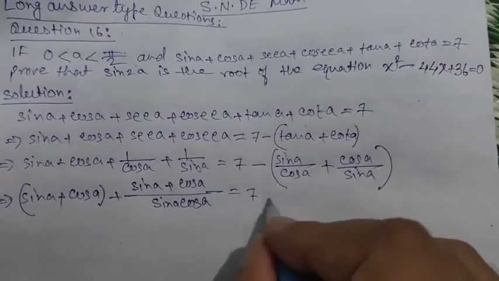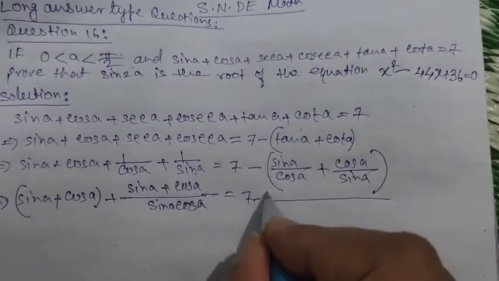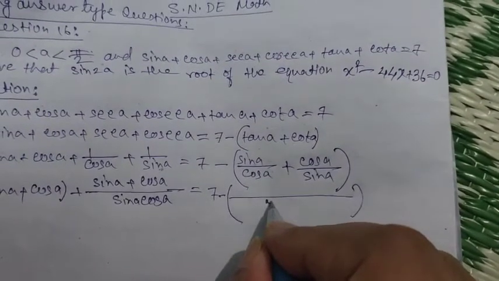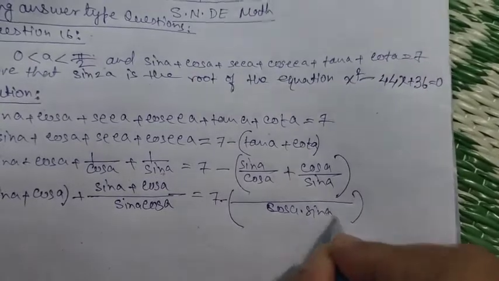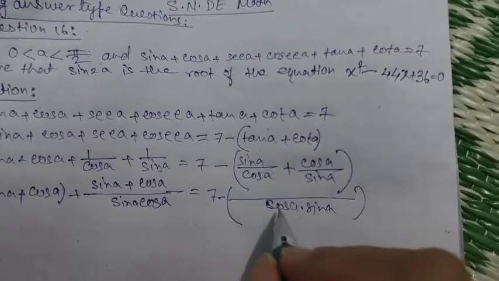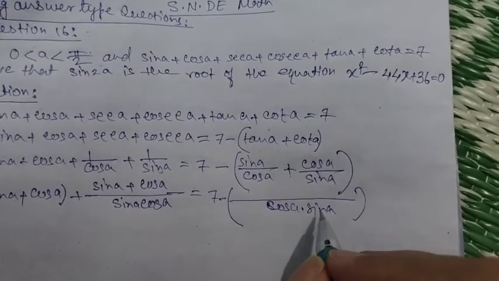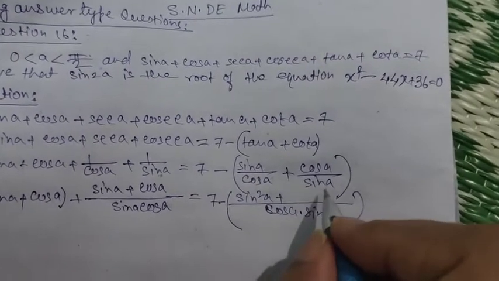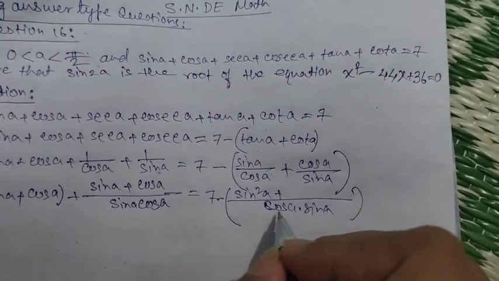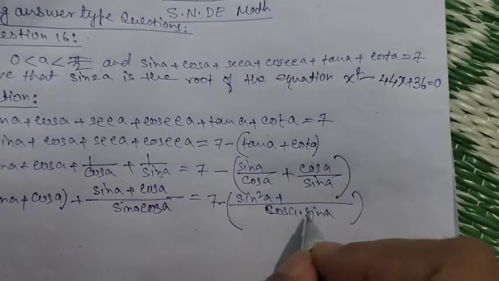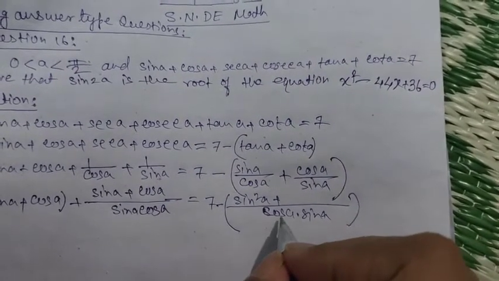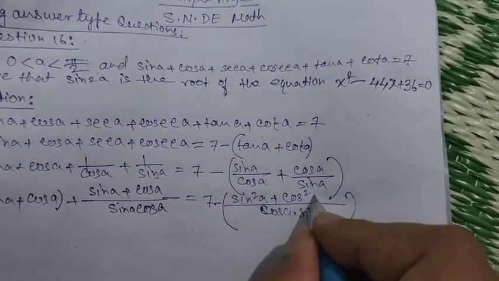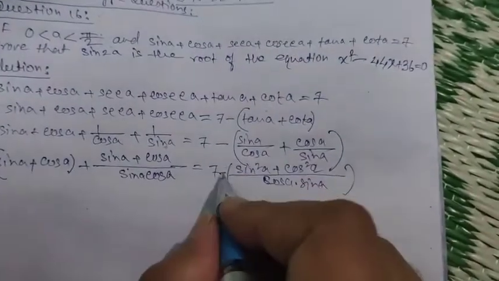Equal to 7 minus, in the bracket, the LCM will be sin a into cos a. Now same thing, we divide this LCM by cos a, then we get sin a, and sin a will be multiplied with sin a. So the result becomes sin square a. Plus, next we divide this LCM sin a cos a by sin a, so sin a will be cancelled and cos a will be the result, and we multiply it with this cos a. So cos square a we will get. Now next, 7 minus sin square a plus cos square a.